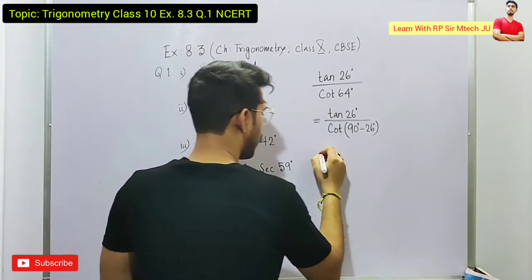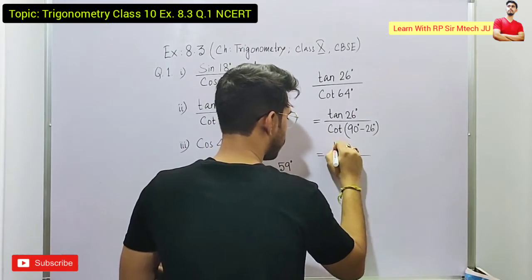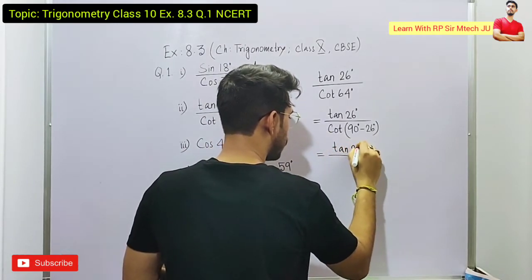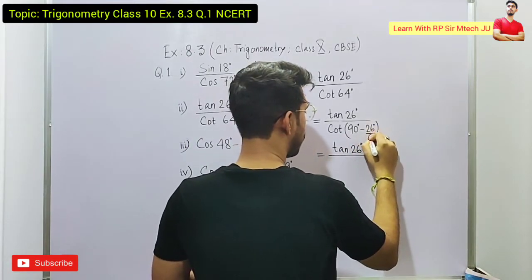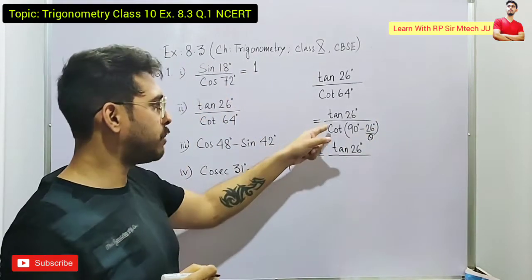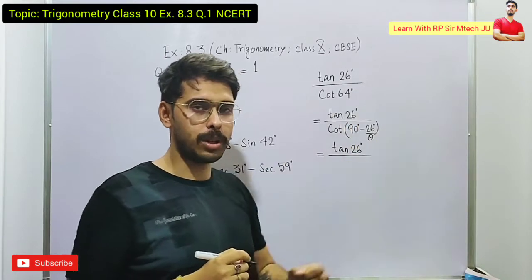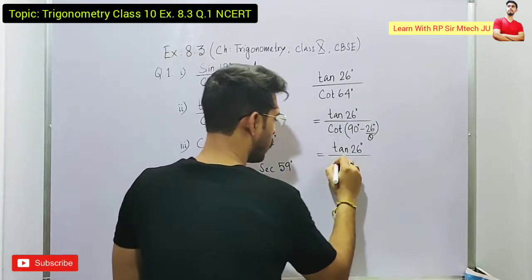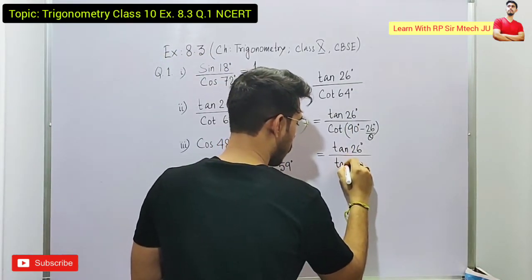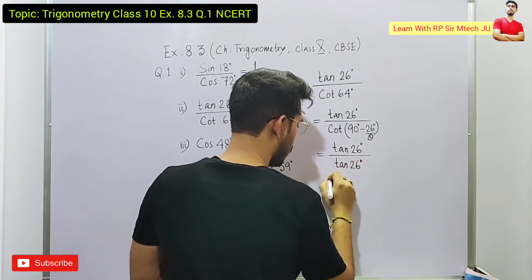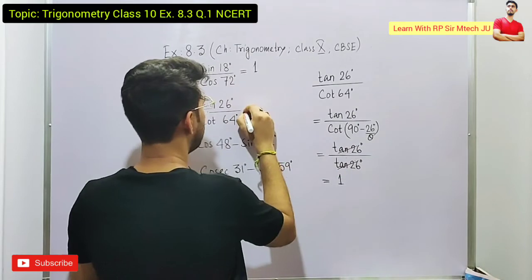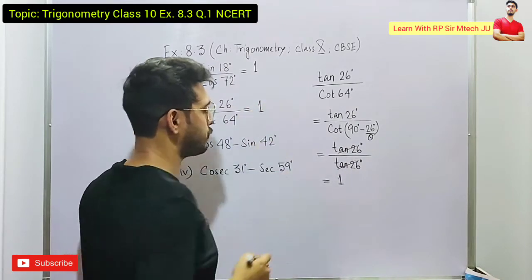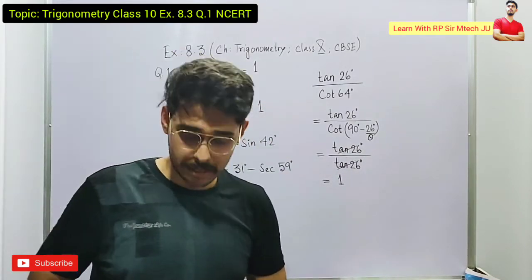So now what we are doing? Tan 26 is tan 26, there is no change. Now cot 90 minus 26, let us take this one as theta. So that is 90 minus theta. Cot 90 minus theta is what? It is tan theta. So we are going to do tan 26, so the result will be 1. The result here is 1. Okay. This is question number 2.